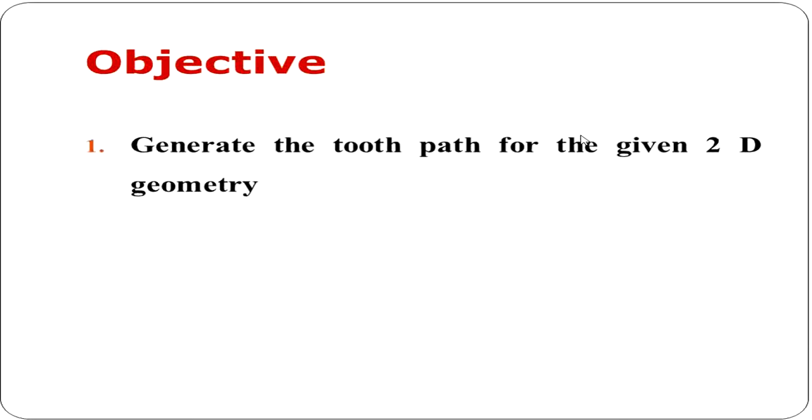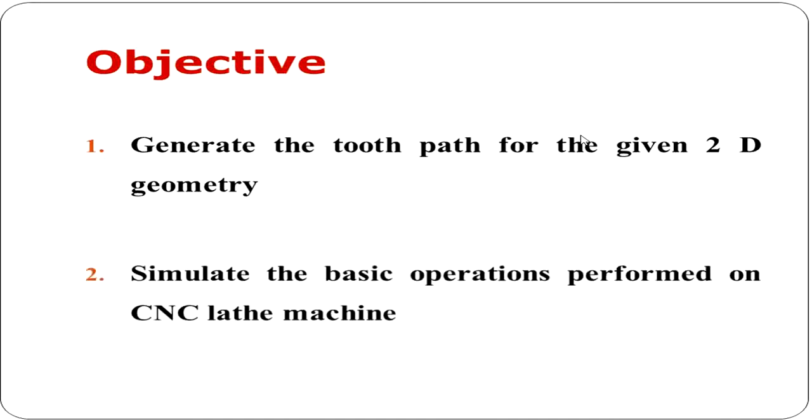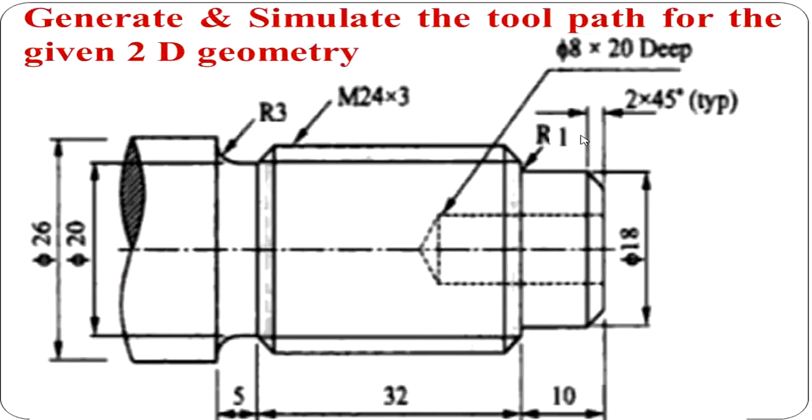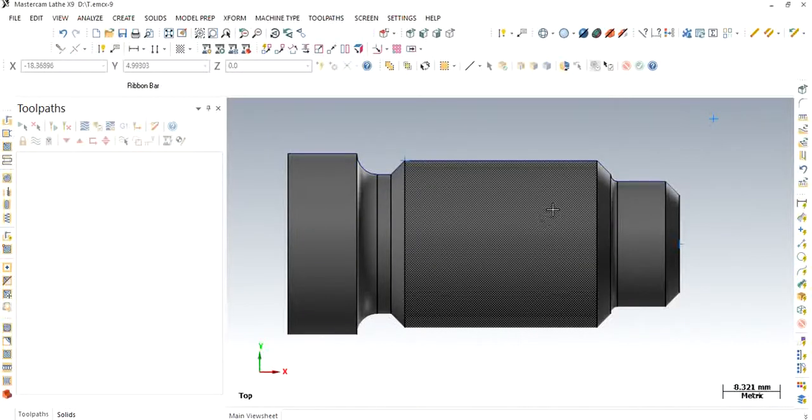The objectives for today's session are that you should be able to generate the toolpath for 2D geometry and simulate the basic operations that can be performed on a CNC lathe machine. In the last video we discussed how to draw 2D geometry in Mastercam software for generating the toolpath and making the simulation. Now, after creating the geometry, we have to generate the toolpath and simulate it.